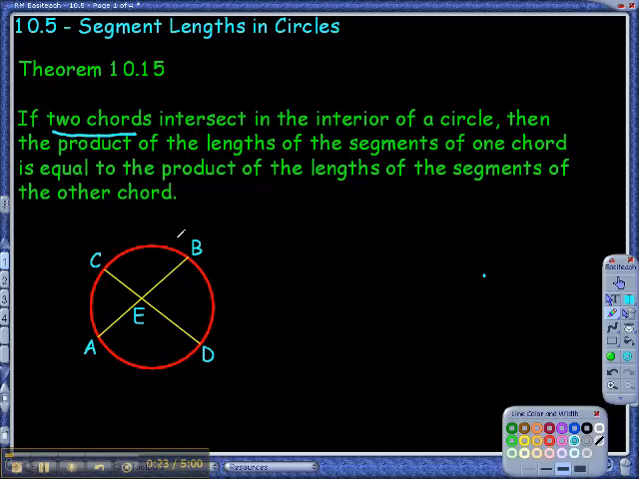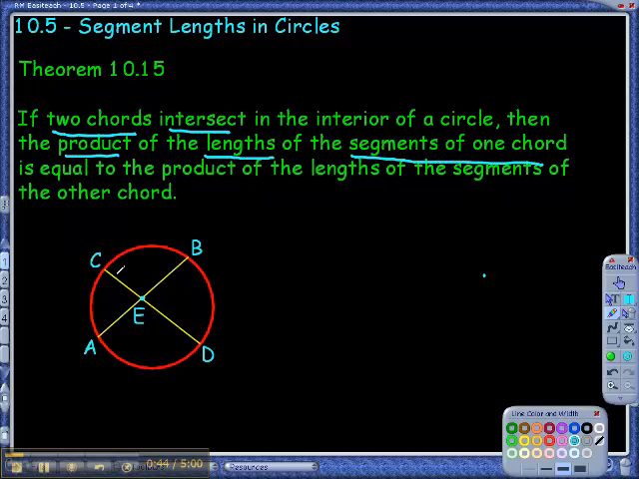So notice I've got two chords that are intersecting in the interior of a circle. So I have two chords intersecting somewhere inside the circle. We've looked at what happens with their angle measures, but now we're going to look at the actual length of the segments. It says the product, so we're going to be multiplying the lengths of the segments of one chord.